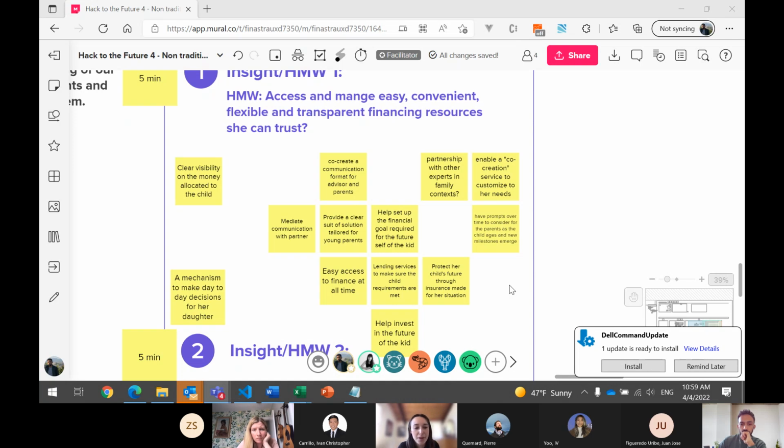So we're seeing some of the same themes, right? This easy access all the time, visibility, protecting her child's future through insurance made for her situation. That's a really interesting point. I don't think we've talked about the insurance piece within this use case. Does someone want to talk more about that? I wonder if that might have been Anita and she had to drop off for another meeting.